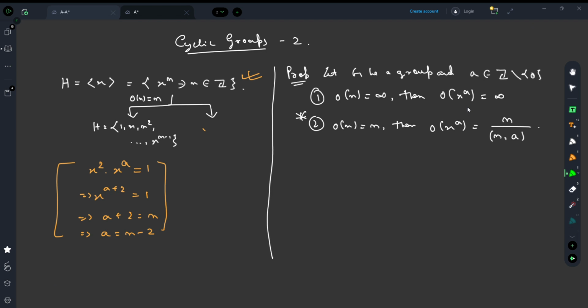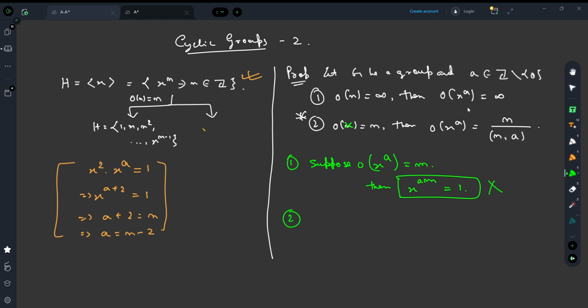The proof of one is fairly simple, right? Suppose x to the power a has a finite order, that is, suppose the order of x to the power a is m. Then by definition x to the power a m must equal 1. But x cannot have a finite order. This means that x must have a finite order, so it's a contradiction. You can structure this on your own; there is nothing too complicated in it. Number two is a bit tedious, but not that much. You can think of it in your own way. I'm giving out a certain proof.